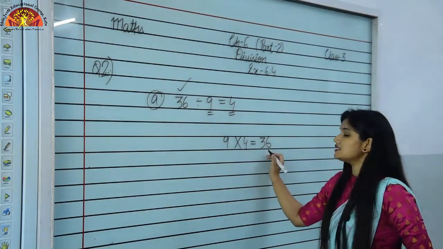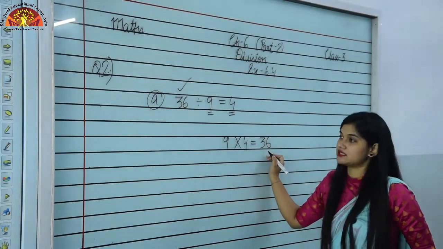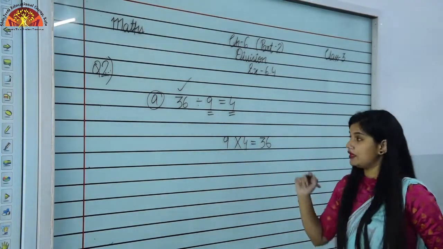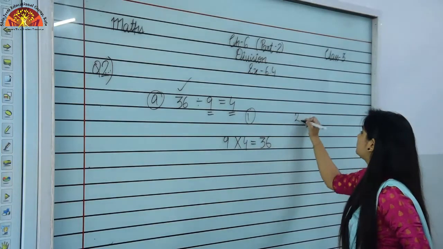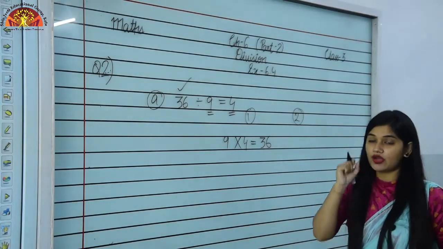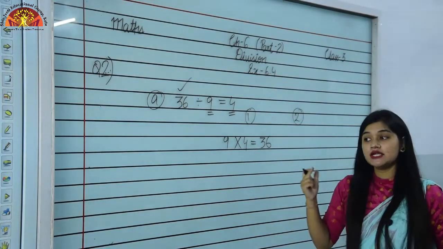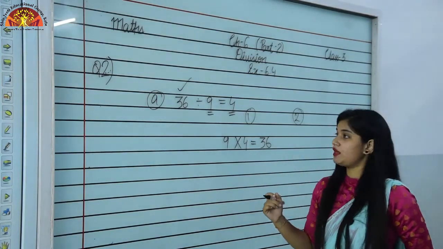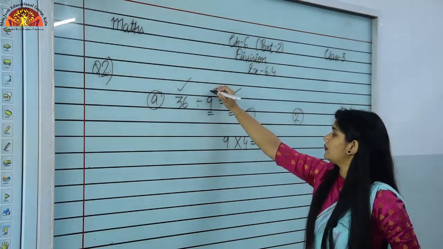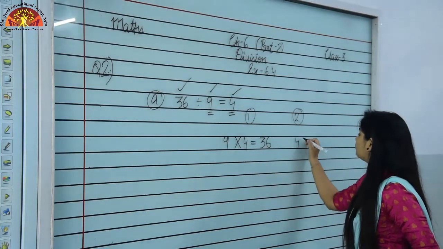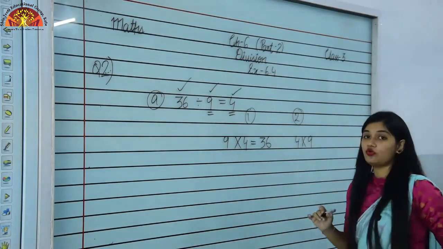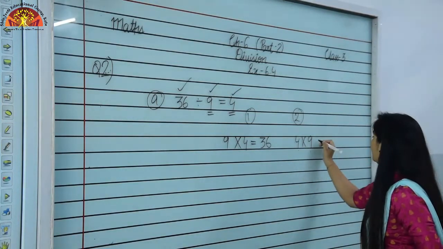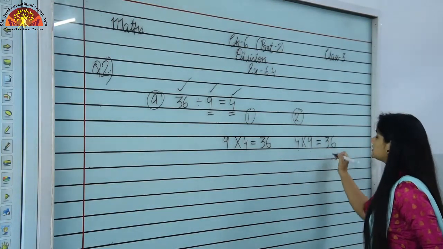So this is a multiplication fact for this division fact. Now I have found one multiplication fact. Now I have to find the second multiplication fact. How will I get it? If I multiply this 4 by 9, first I am writing 4, then I am multiplying this 4 by 9. Again I will get the answer 36.